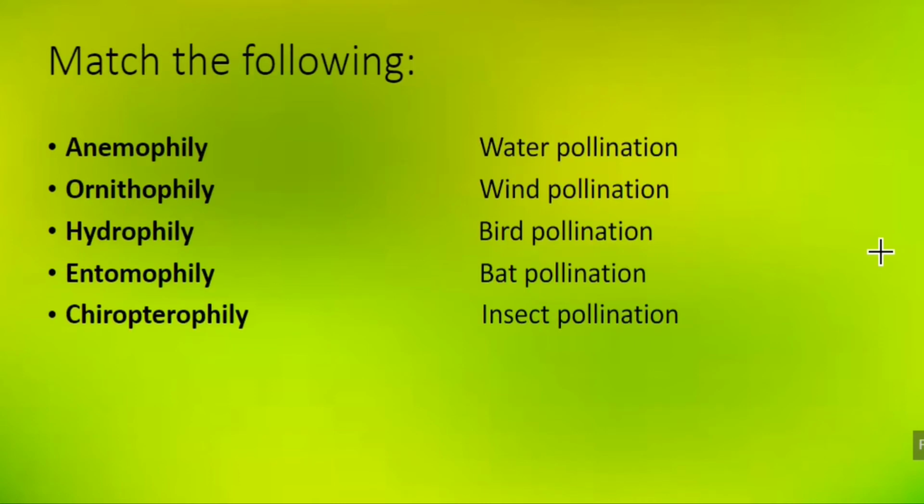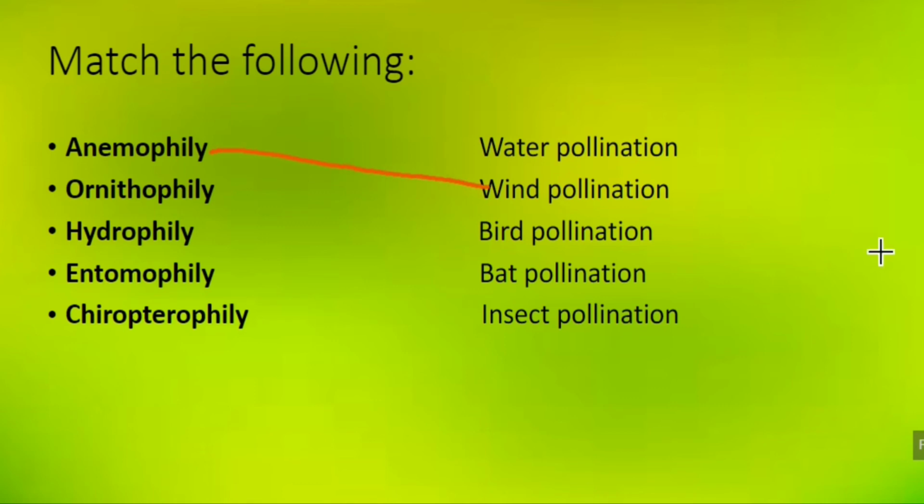Now match the following. These are based on different types of pollination with agents of pollination. All these are not needed for you, but it is good to know for the NEET examination. Anemophily. Anemo, it gives us a sense of animals, but no, anemophily means wind pollination. So the first one is wind pollination.